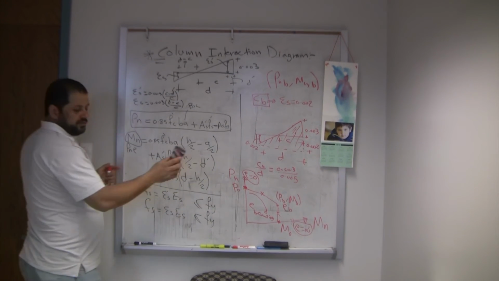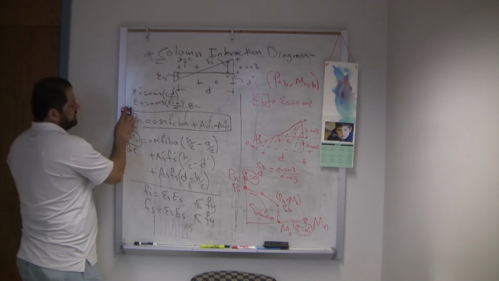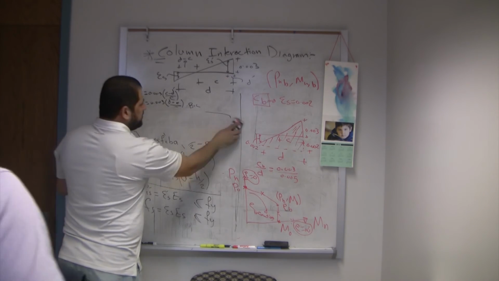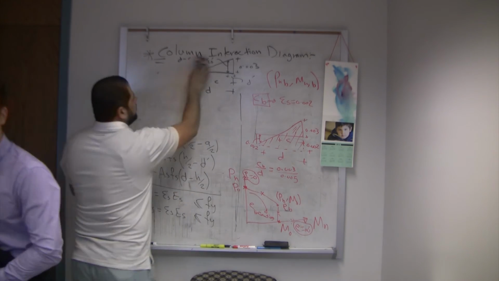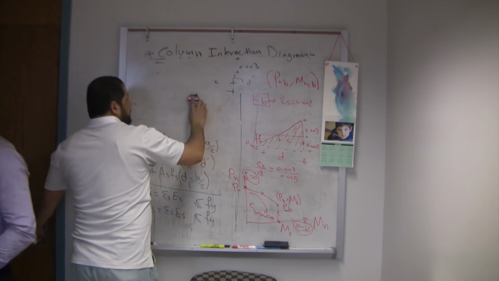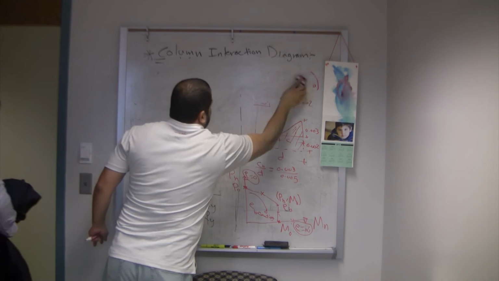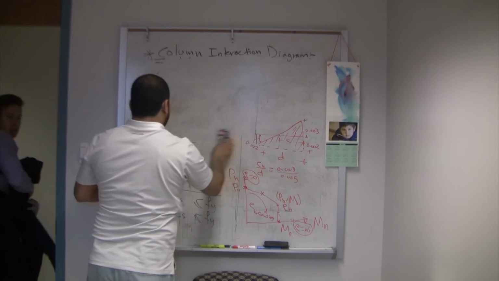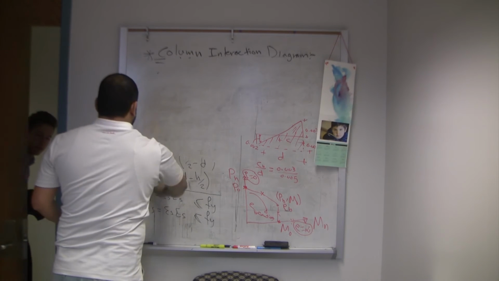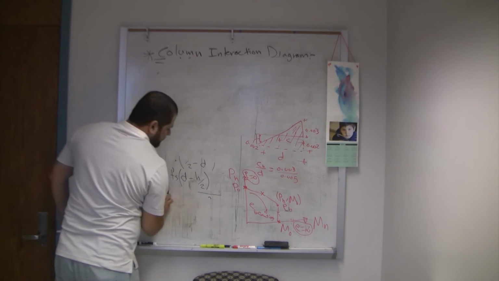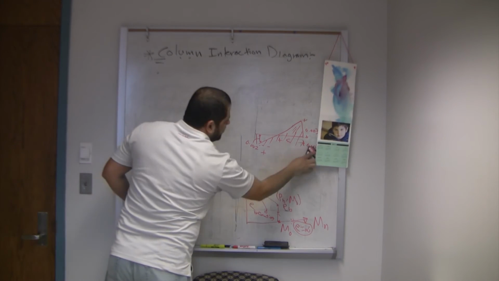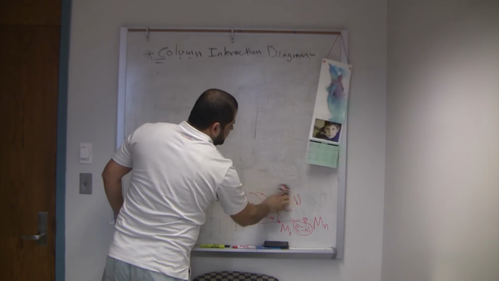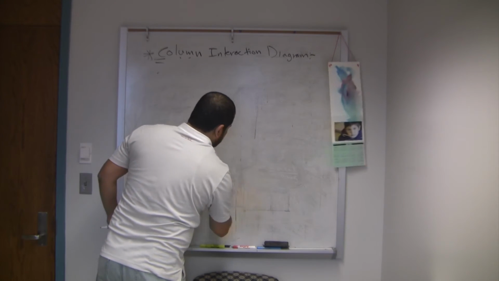Now I'm going to show you how we use these interaction diagrams. Remember, this is easy to formulate for rectangular or square, but imagine if you have a circular column. Each time you have to calculate the area for that part of the circle, which is not easy to include into the equation.